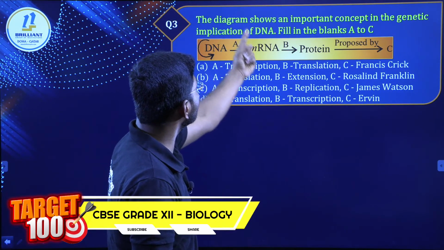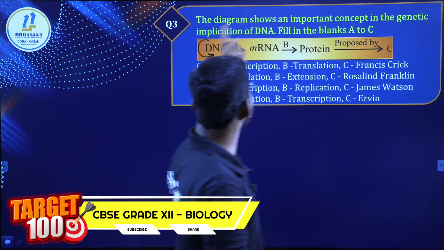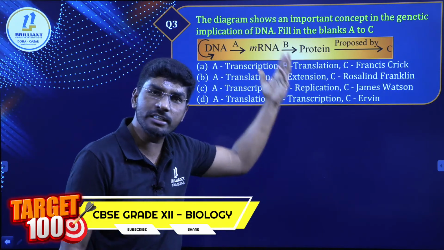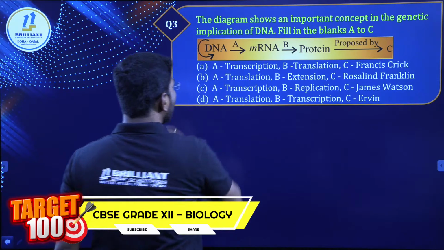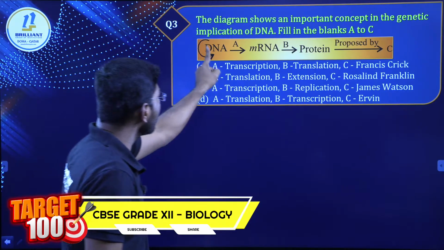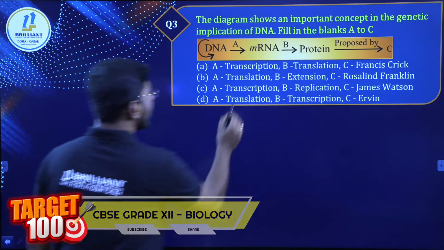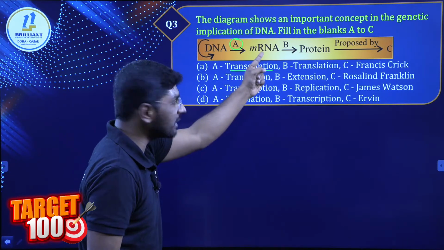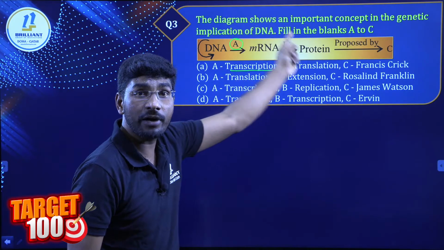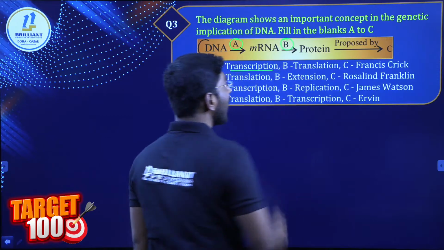The diagram shows an important concept in the central dogma, the genetic information flow. That is the central dogma. So we can write what? Here, DNA to DNA formation is DNA replication. DNA to mRNA, just now I told you, what is that? The first one we can say transcription. So A is transcription, that is mRNA formation, and from mRNA, protein formation, we can simply say B is translation.